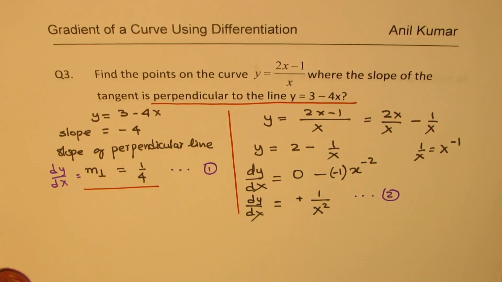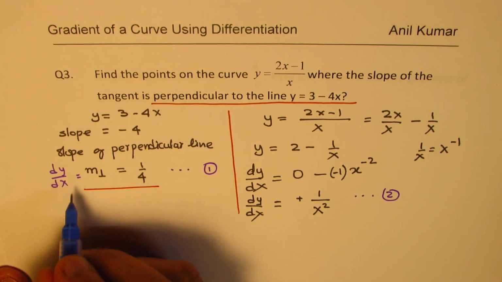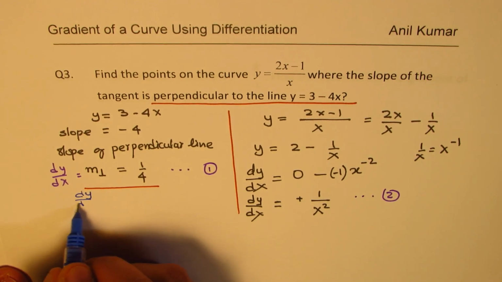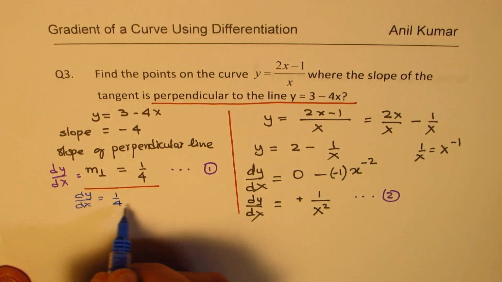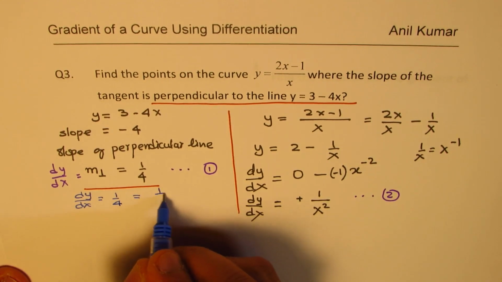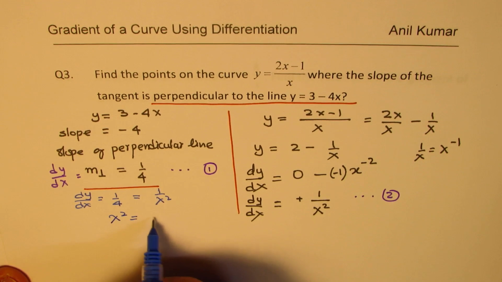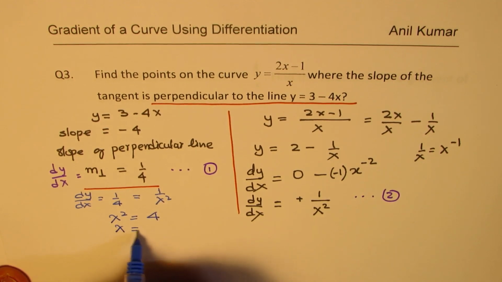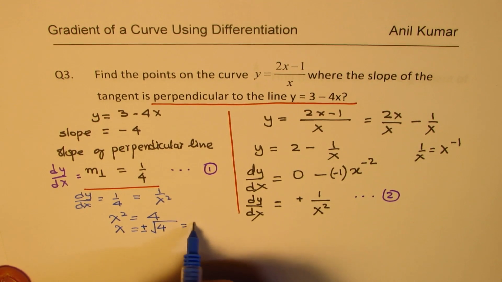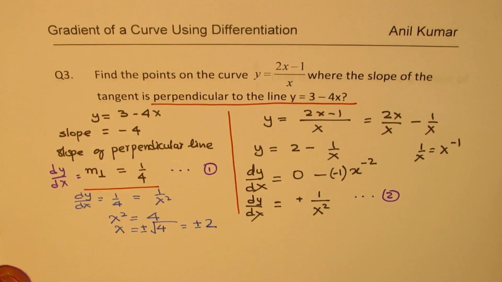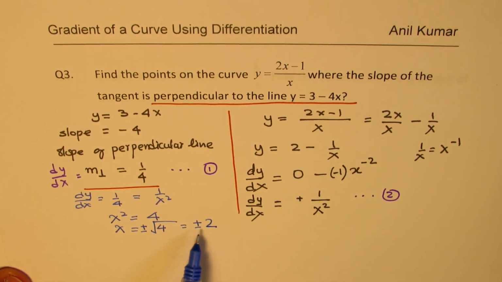So equating these two, we get that dy/dx should have been 1 over 4, and we get this as 1 over x square. So that gives you that x square is basically 4, or x is equal to square root of 4 with plus and minus. So it is plus and minus 2. You get the idea. So we get two values of x, correct? It could be plus 2 or it could be minus 2.